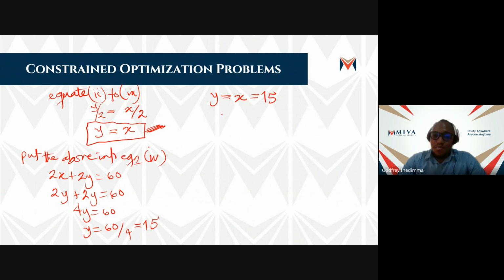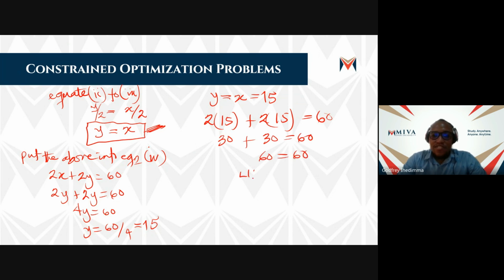But this is based on what? His income, the income he has. Now let us check out the income. He has 60 naira. If he buys 15 units of X and 15 units of Y, will it give us 60? Let's find out. X is 2 naira, Y is 2 naira. So this plus this is what? 30. This plus this is also 30. So 60 equals 60. The left-hand side equals the right-hand side.